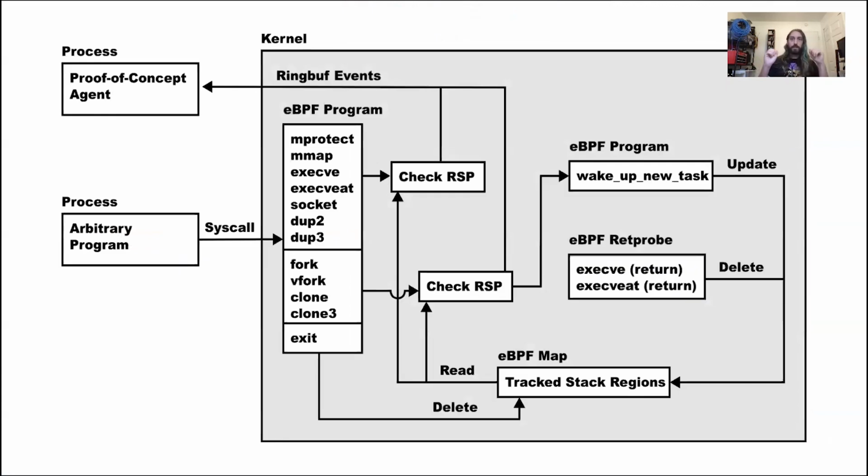As far as a top-down view of this design, the heart of it is this tracked stack regions BPF map that we keep consistent using a few different BPF programs attached to fork or the execve return. Other BPF programs are attached to things like execve, where they can check the stack pointer against both this BPF map and our other heuristics. And if it looks malicious, then we always send an alert up to user space, but optionally can also kill the process using BPF send signal.